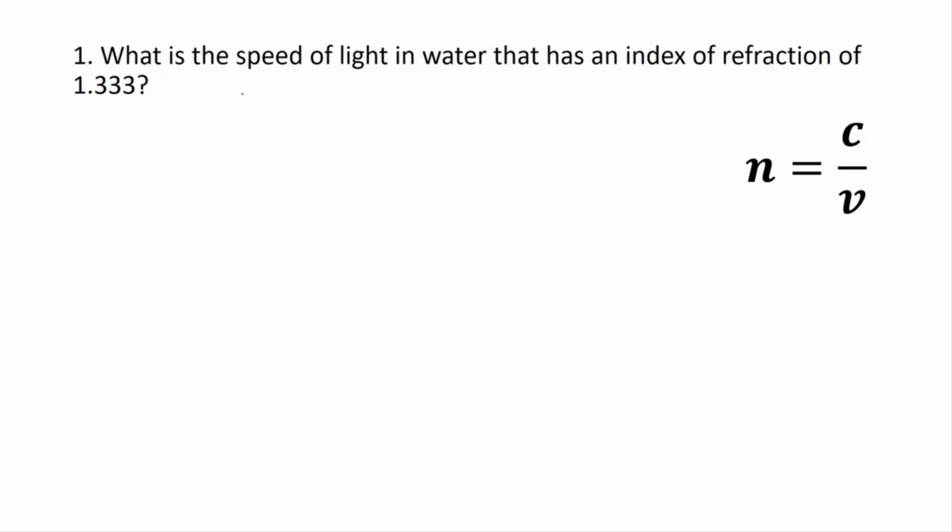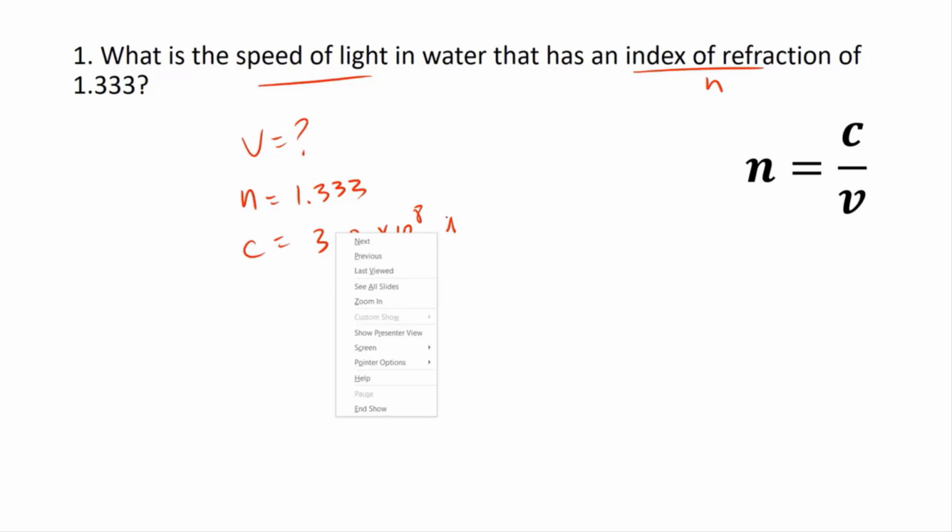So here's your first question. What's the speed of light? V equals question mark. That has an index of refraction, so it has an n of 1.333. And we know c is a given. It's on your equation sheet if you have an equation sheet from my class. It's always 3 times 10 to the 8th meters per second.